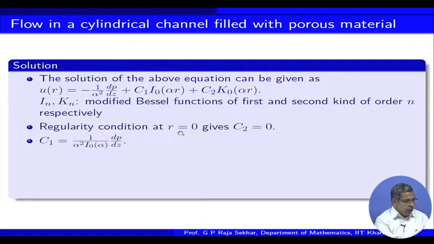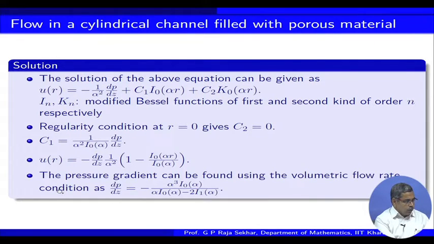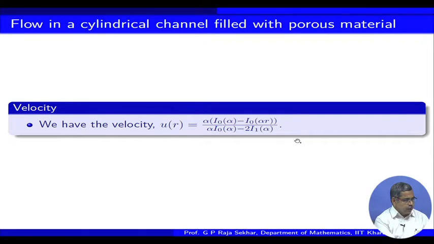Since our regularity condition requires the flow to be bounded at origin, this coefficient has to be killed, because this is bounded at infinity and this is bounded at origin. Our requirement is that flow should be bounded at origin, because it is interior flow. So, this coefficient must be forced to be 0, so that we have this contribution, and using no slip we can evaluate, and this is the corresponding solution. Again using volumetric balance, one can determine the pressure gradient. So, with this we have the velocity.